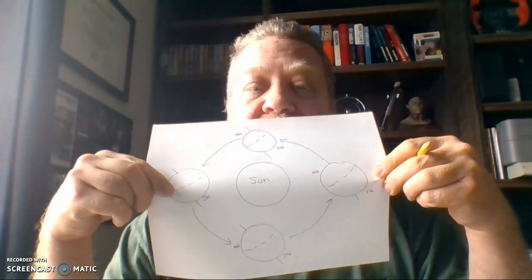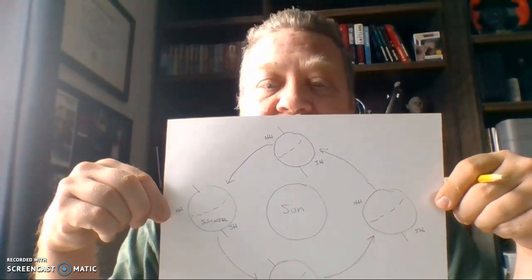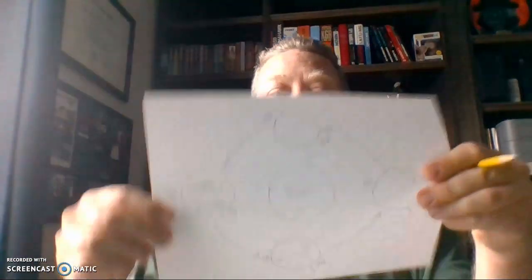The axis is pointed towards the sun in this picture right here. So what I'm going to do is put in the correct season, which in this case is going to be summer, like so, which means that in the northern hemisphere it would be winter.